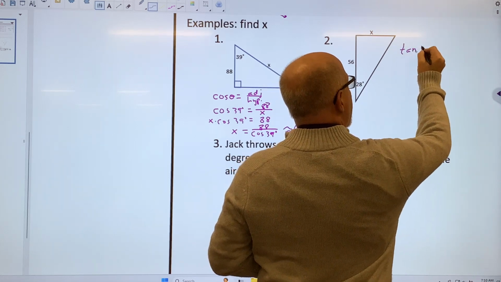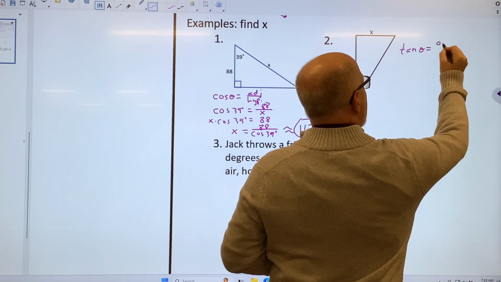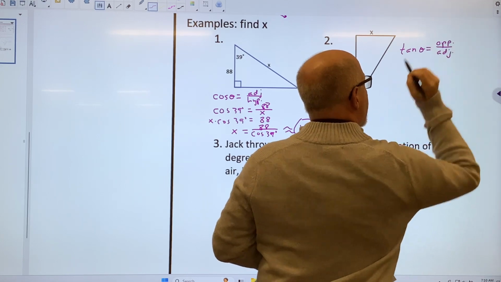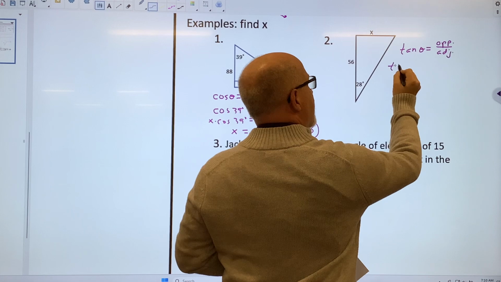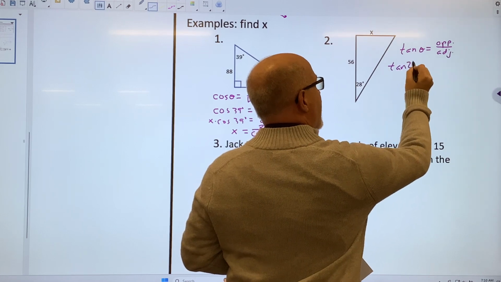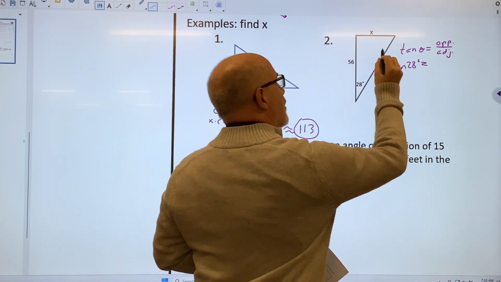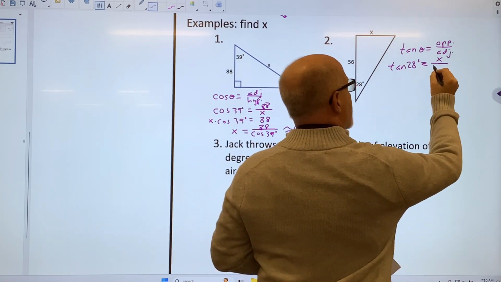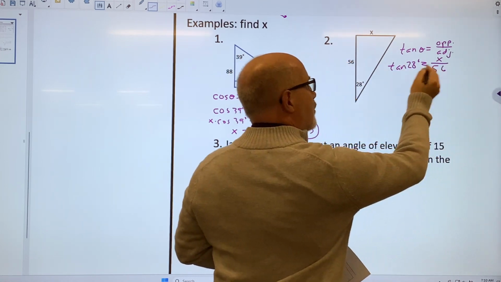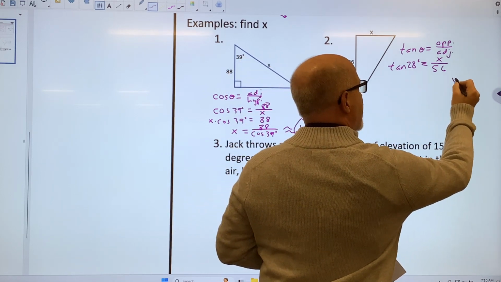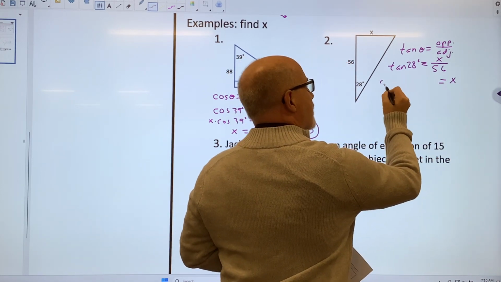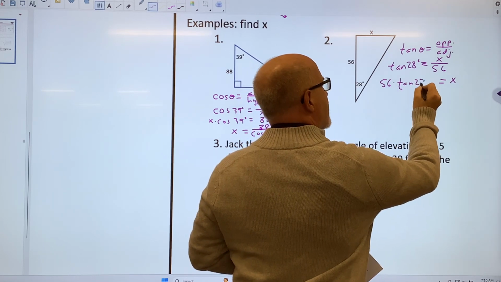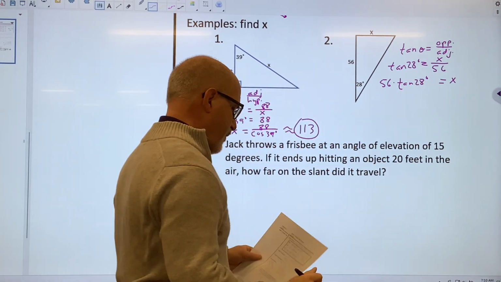Tangent of theta is equal to the opposite over the adjacent. So now I'll use tangent of 28 degrees is equal to the opposite, which is x, over the adjacent, which is 56. I'm going to multiply by 56 on both sides to get the x by itself. So 56 times tangent of 28 degrees is going to be my answer for x.